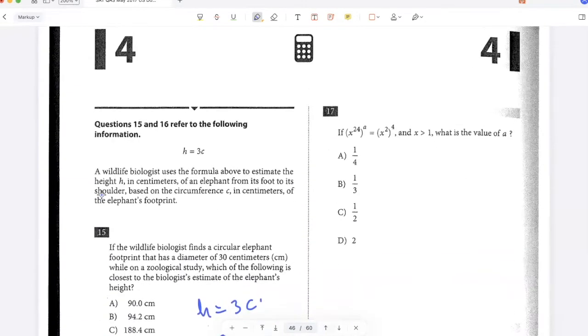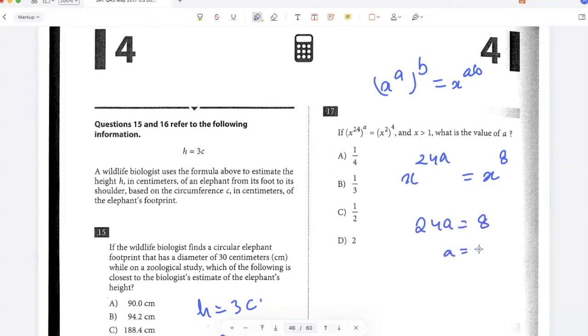If (x to the power 24) whole to the power a is (x squared) whole to the power 4, what is the value of a? Okay, so (x to the power a) whole to the power b is x to the power ab. So x to the power 24a should be x to the power 8. So if we equate the exponents, 24a is 8. So a is 1 by 3.